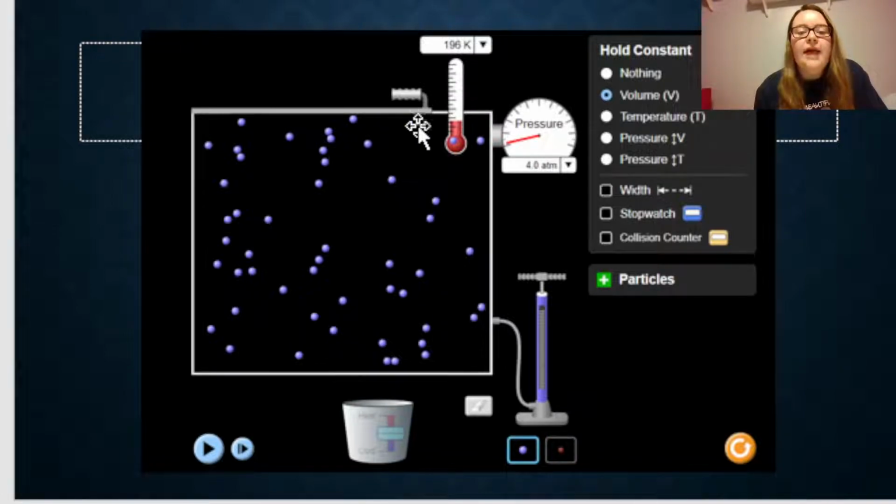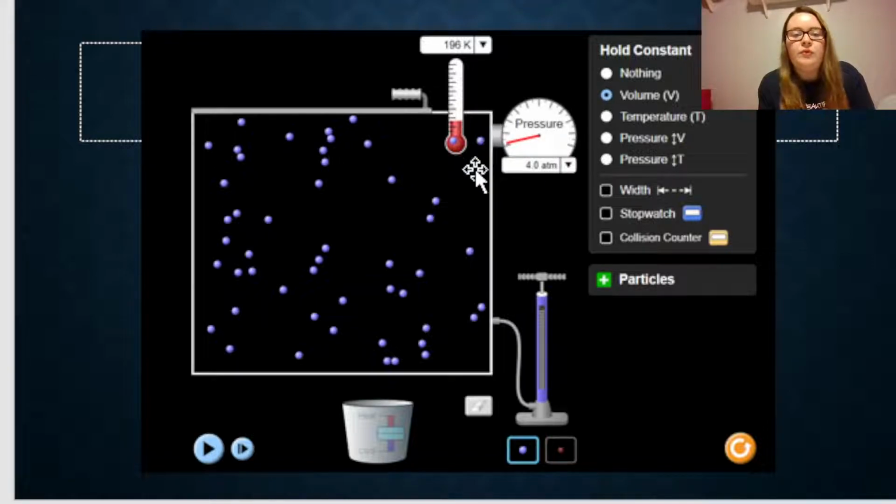And once they do that, this is the temperature reading. The temperature would then decrease. So this is where you would read the temperature. The simulation starts at somewhere around 300, 310 Kelvin. And after I added so much ice, it is around 196 Kelvin now. And then I would record the pressure here, which is my dependent variable that I am analyzing.